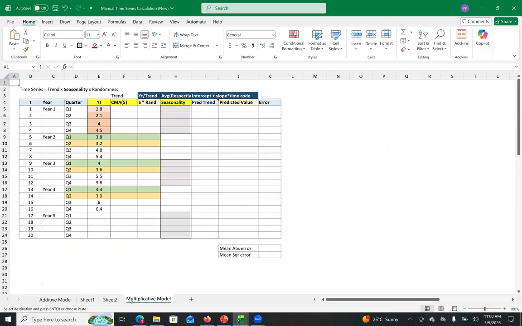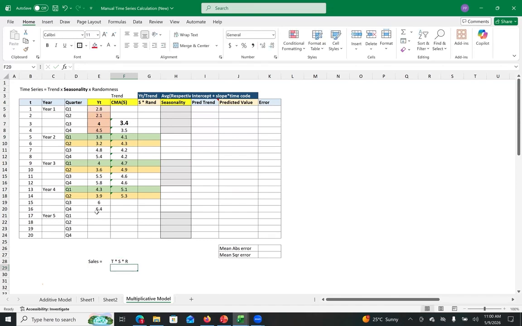Okay. In the multiplicative model, we will start with the same thing. I'll calculate CMA5. CMA5 is nothing but the average of the past two values, the current value, and the future two values. Then I will get seasonality multiplied by randomness. Why? Because sales is going to be trend component multiplied by your seasonality component multiplied by your randomness component.